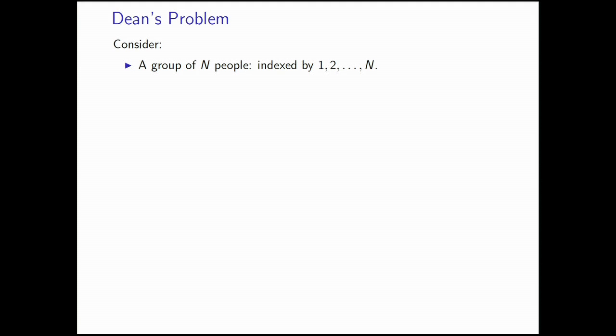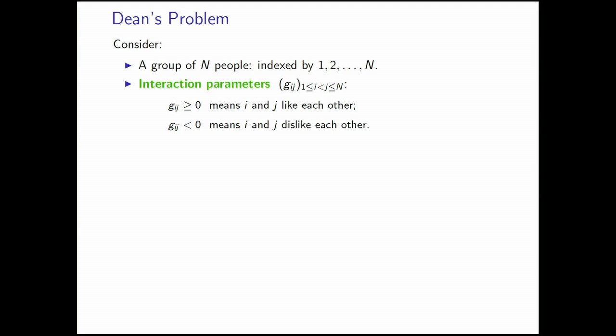The way you can look at this problem, you consider this group of n people, and what the dean is given is this set of interaction parameters. For each pair of people i and j, you have a number J_ij, which describes how much i and j like or dislike each other. Okay?